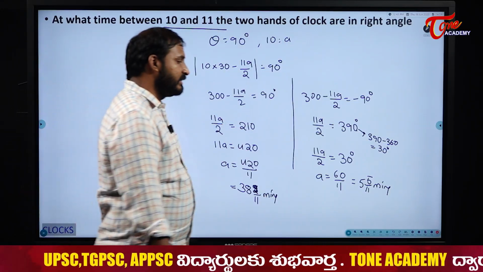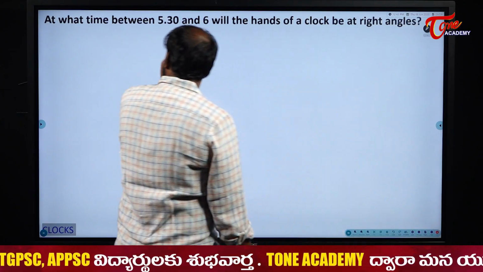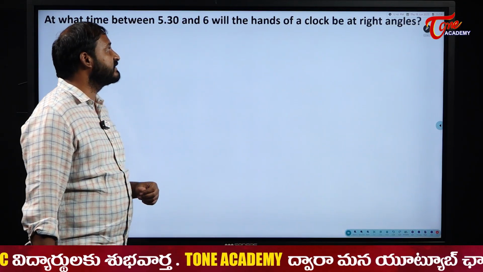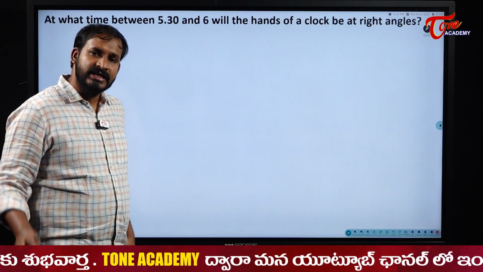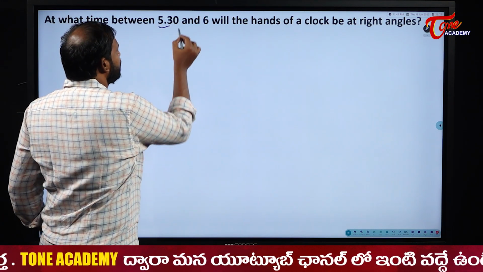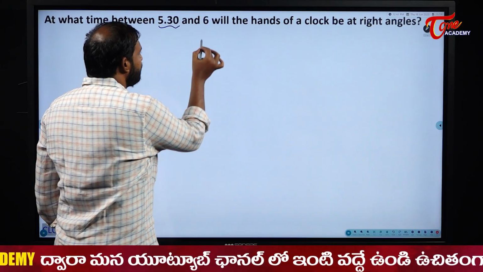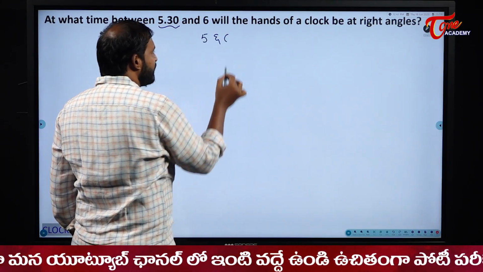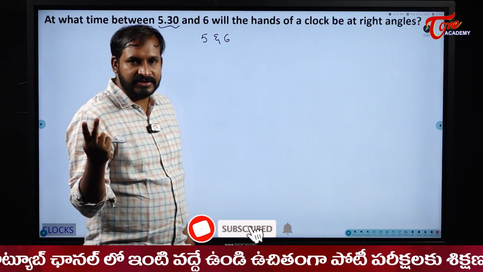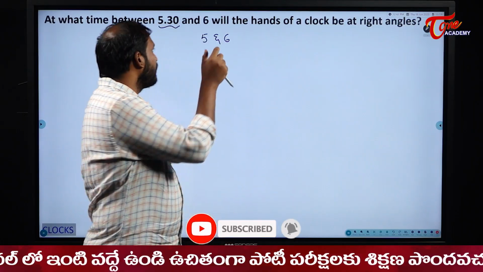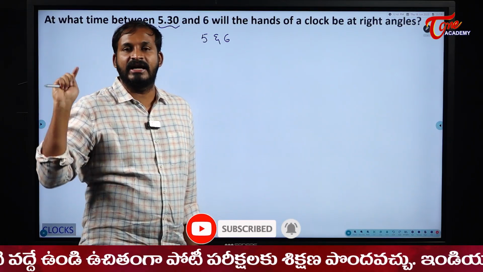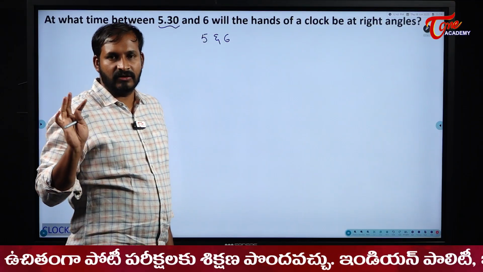In examination also they will give you both the times. Okay, right. Next one. At what time between 5:30 and 6 will the hands of the clock be in right angles? See here, even though the question is from 5:30 to 6, we will consider it as 5 and 6. We will solve it initially and then anyway we will get two times, right? And whatever the time which falls between 5:30 and 6, we will write that as our answer here. That is the only difference.